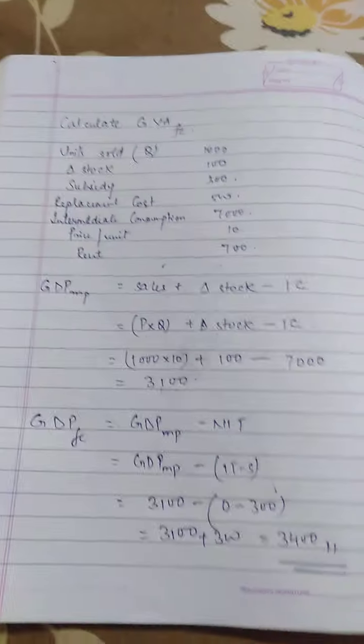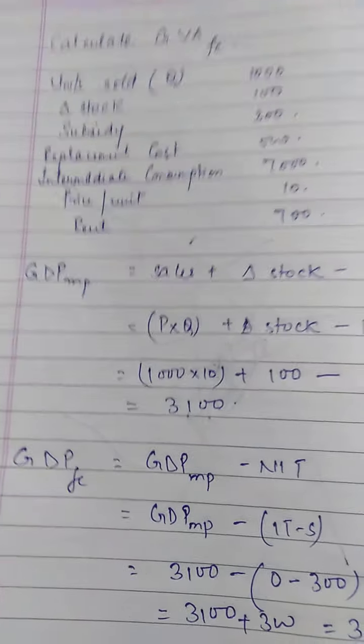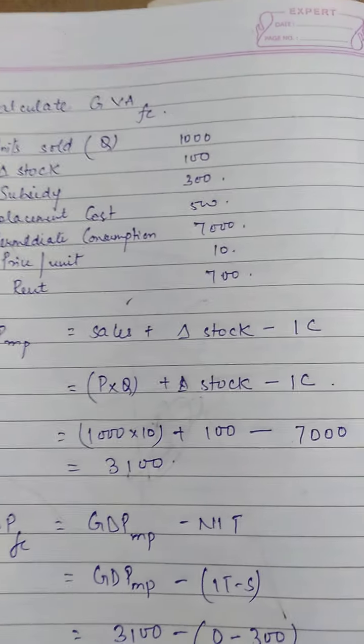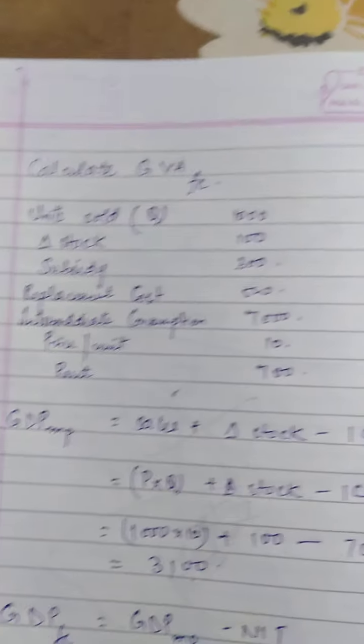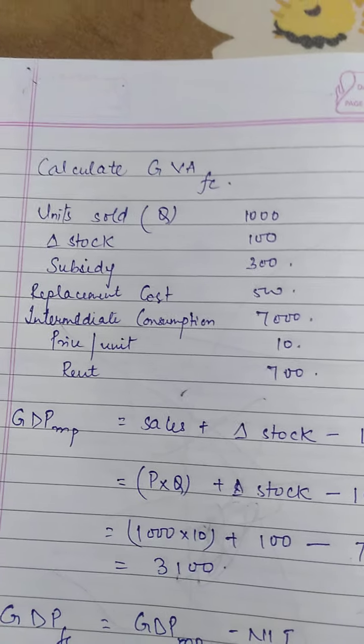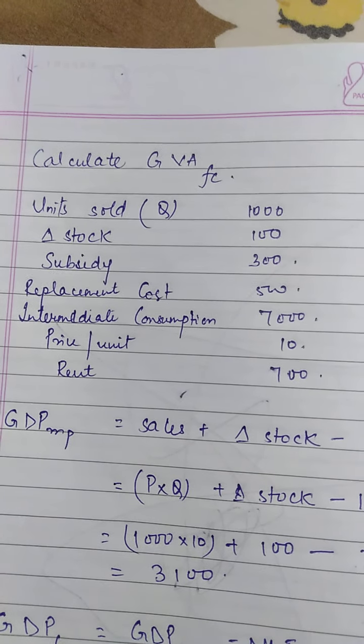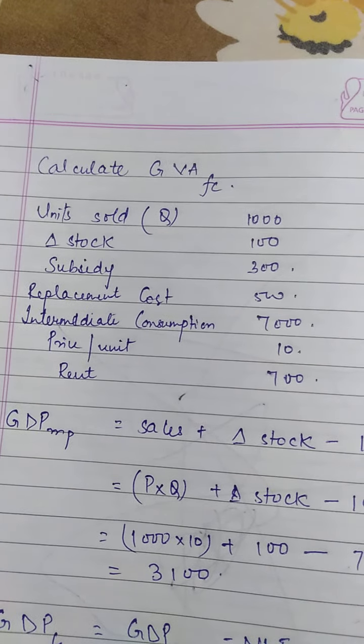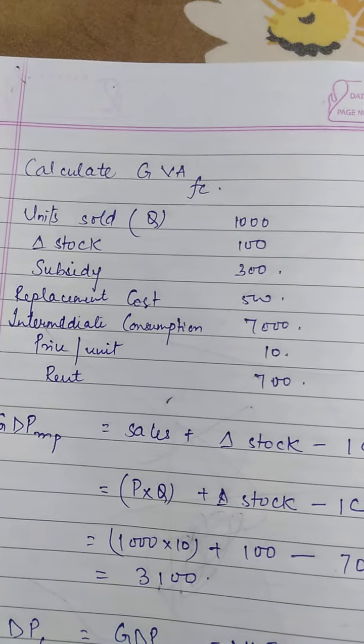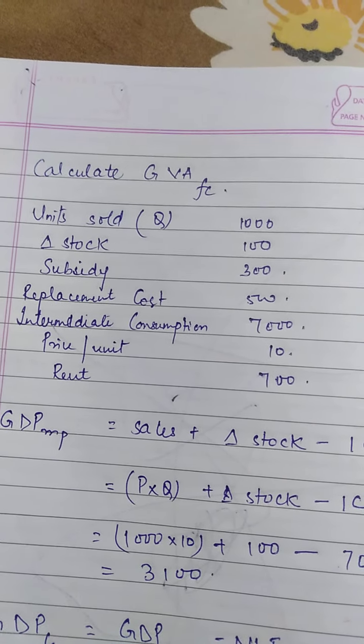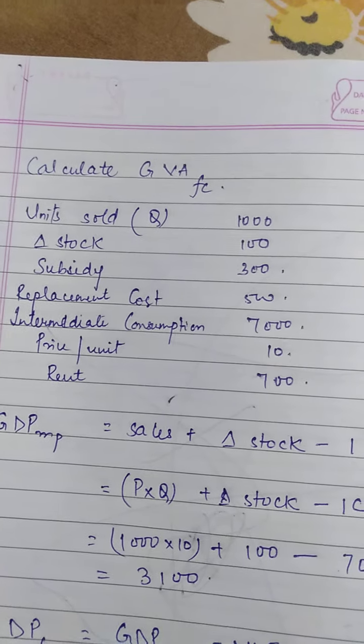Now let's try to understand this one question which I have solved for you over here, where you are being asked to calculate GDP-FC, and this is the question that is being given to you. The quantity of units sold is 1000, the value of change in stock is given as 100, and then subsidy, replacement cost, intermediate consumption, the price per unit, and the rent.